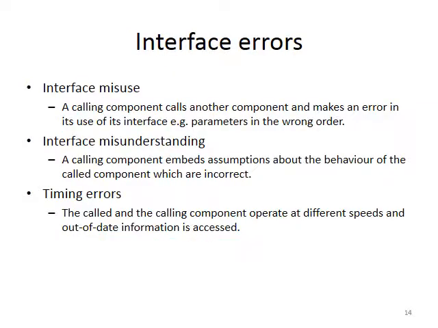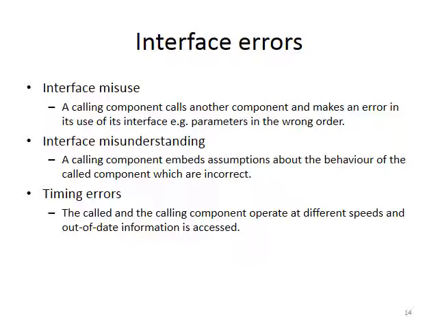What are the common errors we can see while testing interfaces? Basically the first one is interface misuse. What actually happens is, a calling component calls another component and makes an error in its use of its interface, so parameters are passed in the wrong order. Maybe you have seen in C programming, when we pass the parameters in wrong order, it gives wrong results. Similar to that, many times we are sending some particular parameters from one particular object or one particular method to another one. While sending, we may commit a mistake of sending in the wrong order, so that will create a problem.